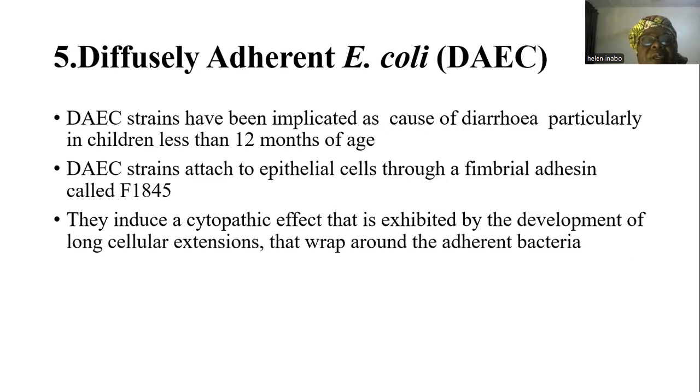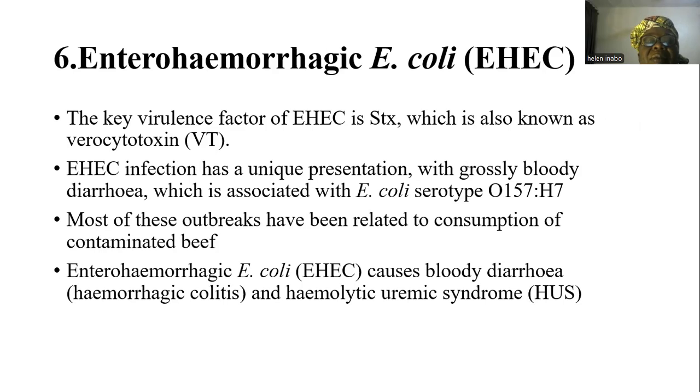The fifth pathotype is the diffusely adherent E. coli. Diffusely adherent E. coli strains have been implicated as cause of diarrhea in children less than 12 months. They attach to epithelial cells through a fibril adhesin called F1845. They induce a cytopathic effect that is exhibited by the development of long cellular extensions that wrap around the adherent bacteria.